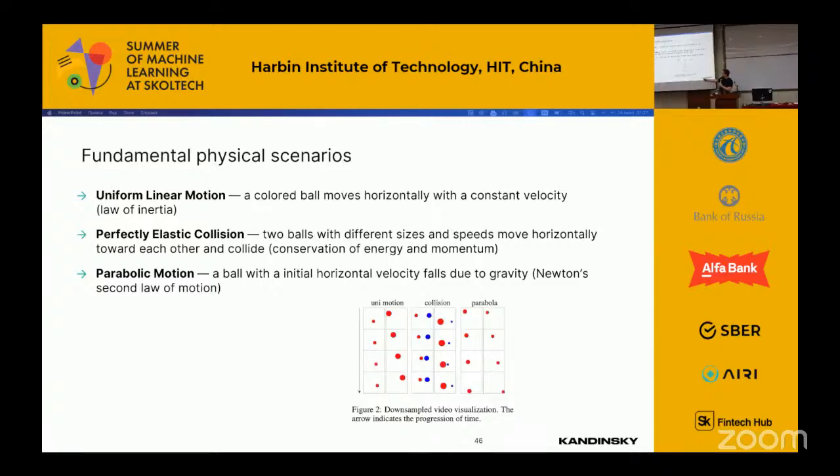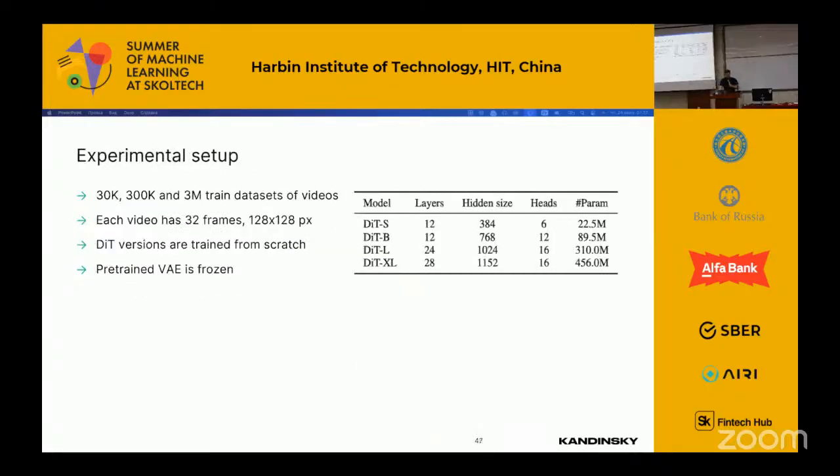This is the collision of 2 balls. This is just linear motion. Yeah, it's linear motion, it's parabola. And they sample 3 versions of the dataset: 30K, 300K, 3 million. In low resolution, actually. It's enough resolution for the task. Only not 1K, but 100 by 100, 128 by 128.